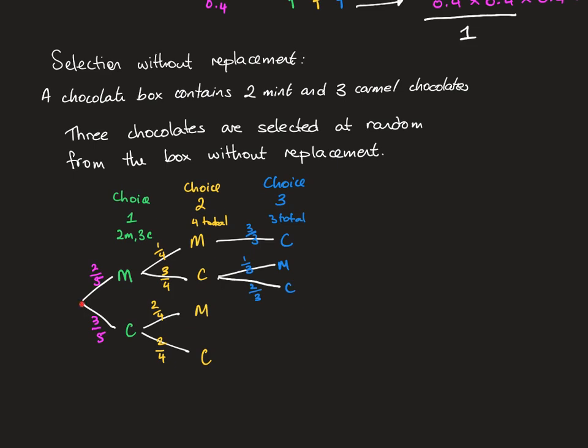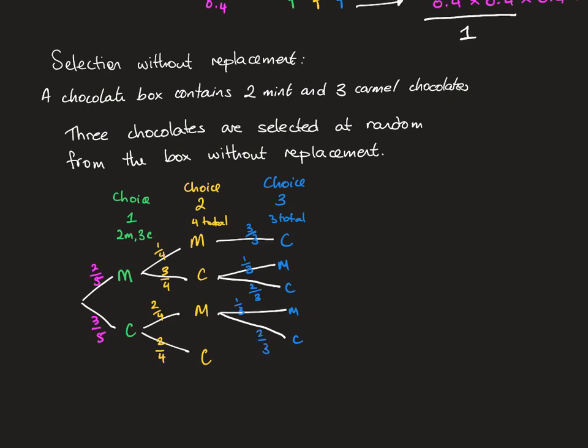We'll do the same with that if we chose a caramel first and then we chose a mint. We would have both caramel and mint left in the box. So we have a split here, a mint and a caramel. And in the box, the chance of choosing a mint, there's 3 chocolates left, remember. One of the mints is already gone, which means that the chance of choosing the other mint is 1 out of 3, and the chance of choosing a caramel is 2 out of 3.